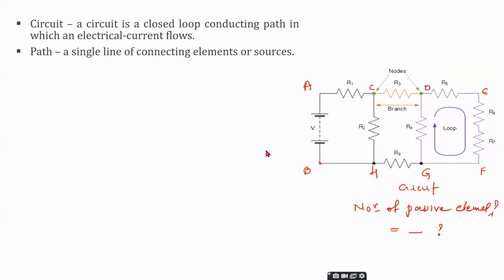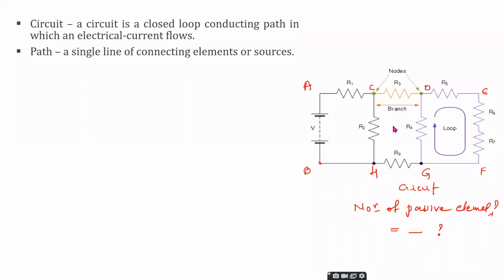Good. Then how many active elements are available in this network? 2 is the right answer. Because one voltage source, a second voltage source. These two are called active elements or active sources because they have the ability to deliver the power to the other elements of the circuit.